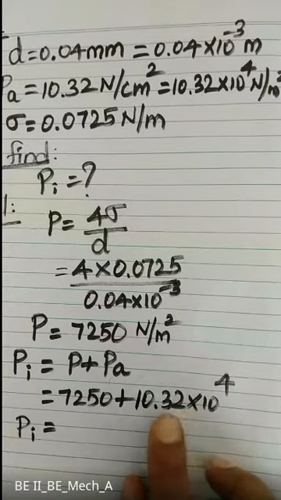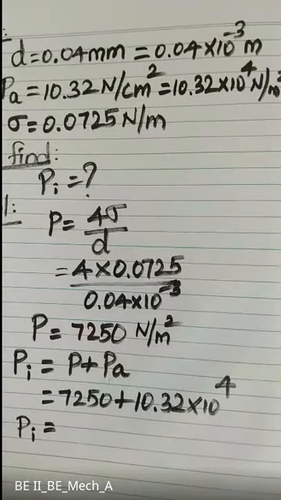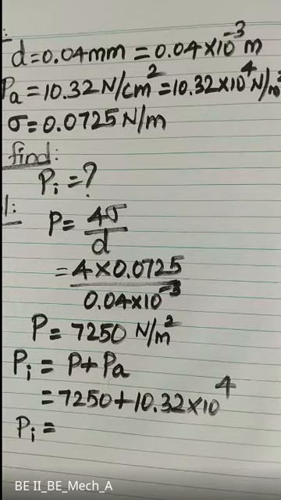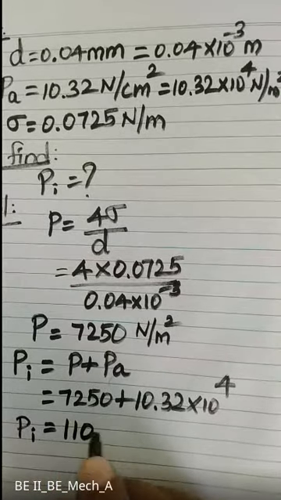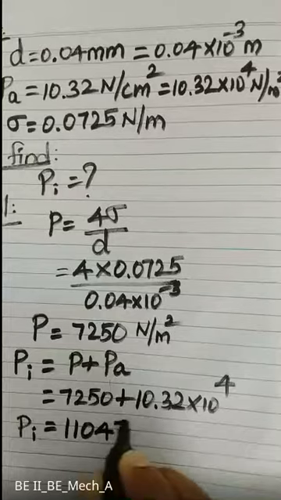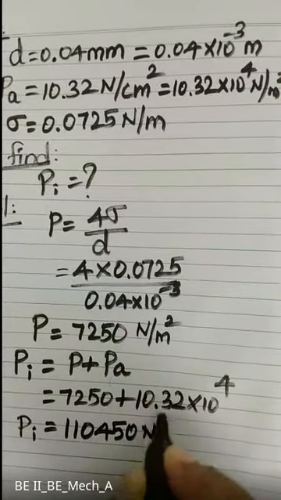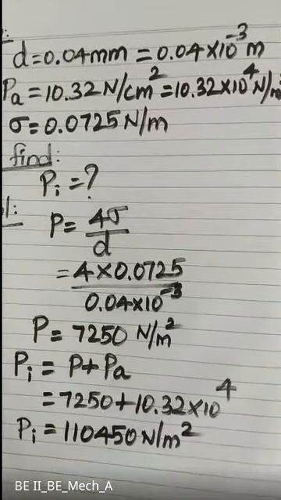Okay, so you have to add this value with this. So we'll be getting the answer. Now what is the answer? 1,10,450, sir. 1,10,450 Newton per meter square.